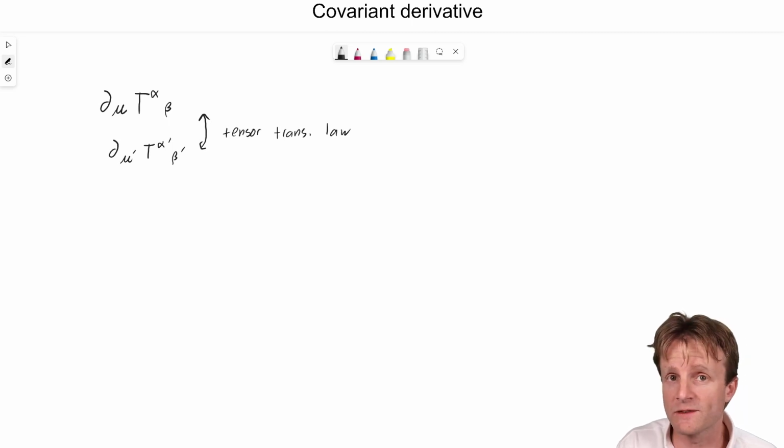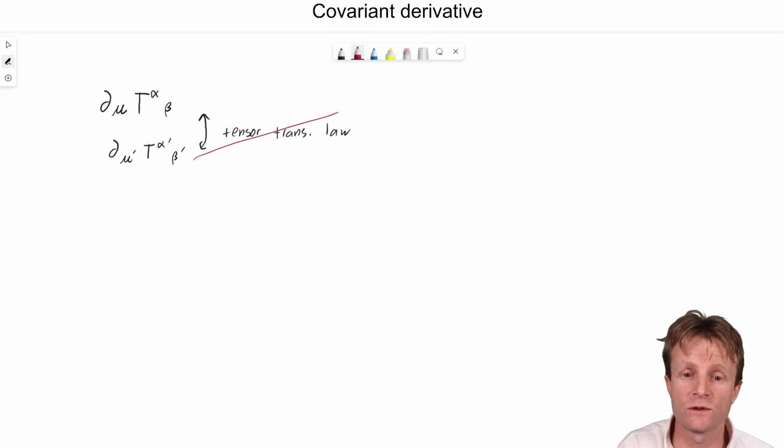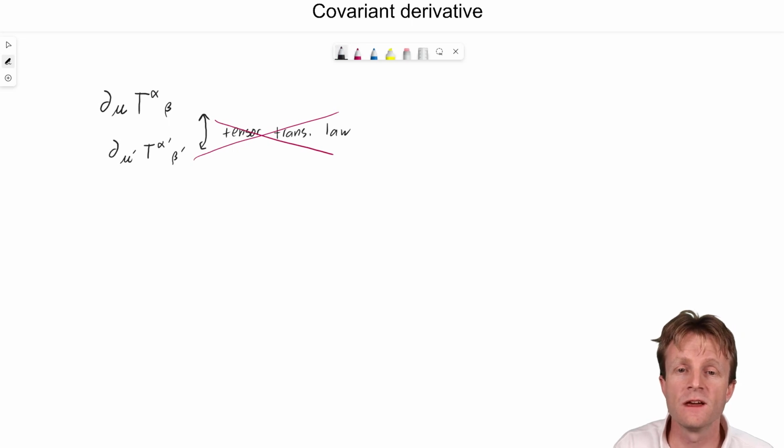That was in flat space-time, when the tensor transformation law only meant Lorentz transformations. Now that we want to use the tensor transformation law for any coordinate transformations, this is no longer true. And so we need to revisit our notion of a derivative.